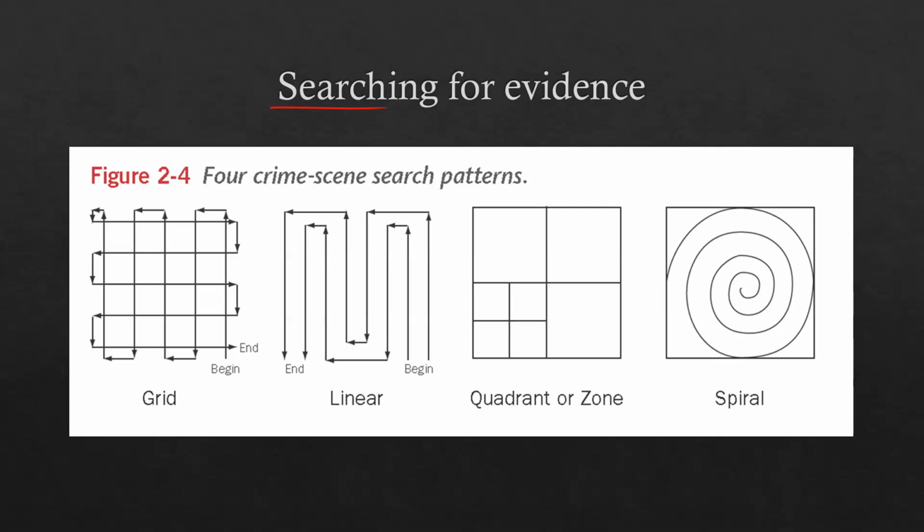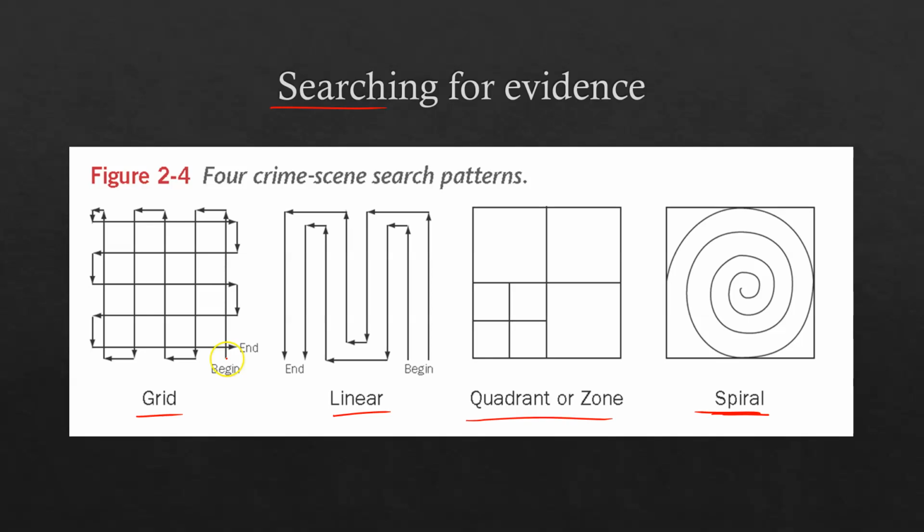And four ways in which crime scenes are often searched, based on the layout and the size of the crime scene, are grid form, linear form, quadrant or zone form, and spiral form. Okay, grid: we search the crime scene just like a grid.